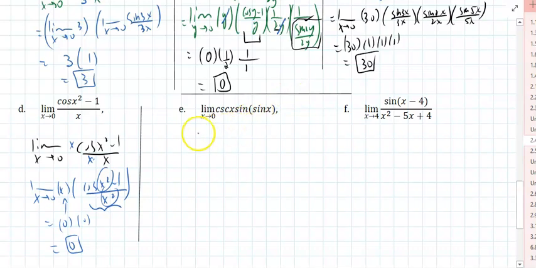Next problem up, this is the limit as x approaches 0. Cosecant is really 1 over sine, and since the angle matches the denominator and that approaches 0, by definition this is the same as saying it's the sine of theta over theta, that is a 1.